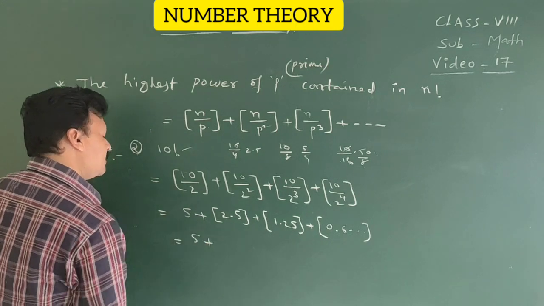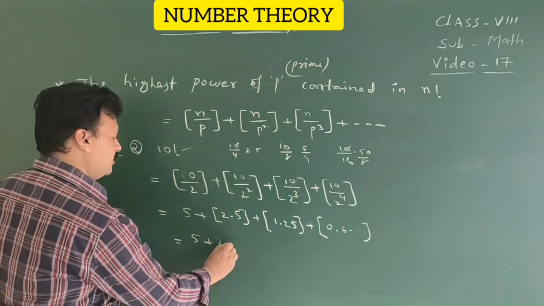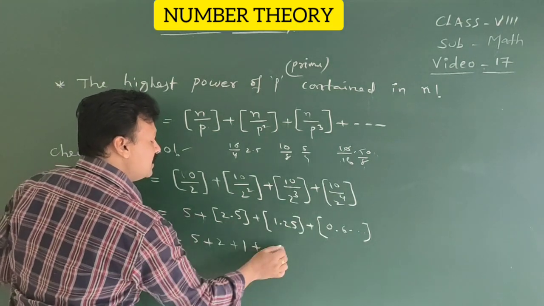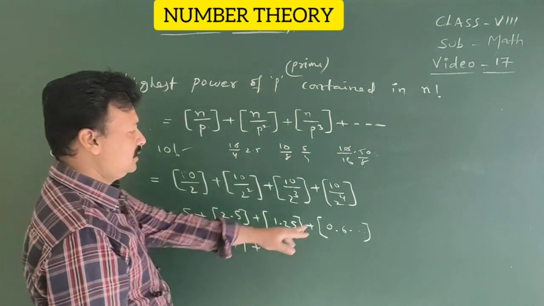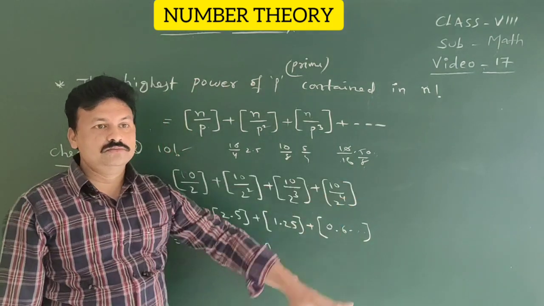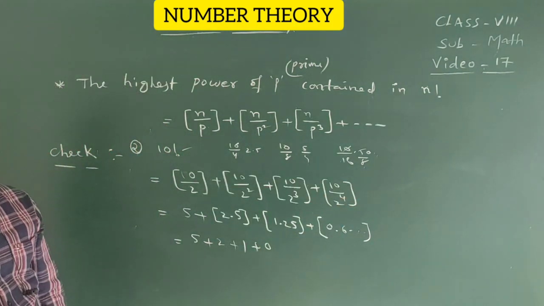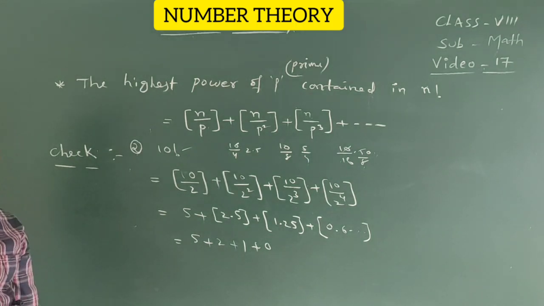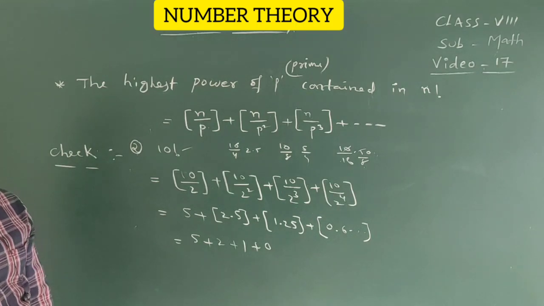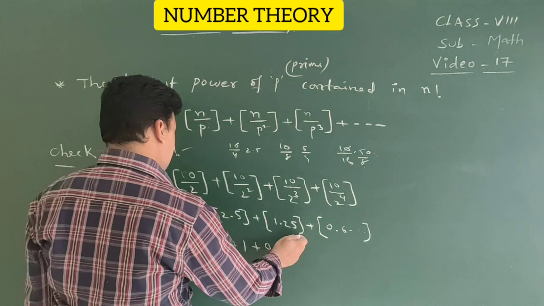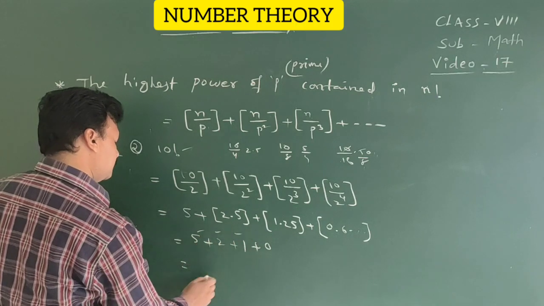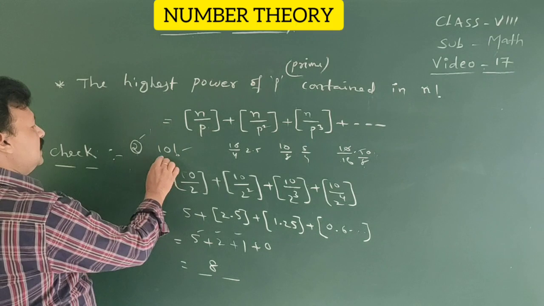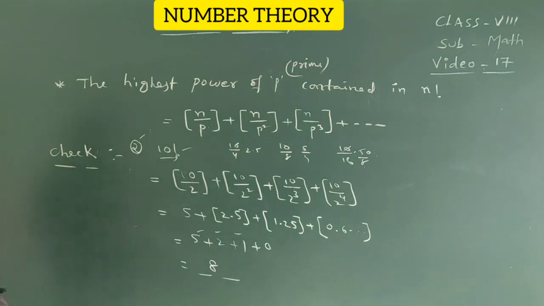Here 5 plus step of 2.5 is 2, step of 1.25 means 1, step of 0 point something means 0. Here 10 by 2 power 5 means 10 by 32. Here all the real numbers which are 0 point something, the step value is 0. That's why we need to omit those things. Now 5 plus 2 plus 1, 8. So the highest power of 2 contained in 10 factorial is 8. Already we checked that one.